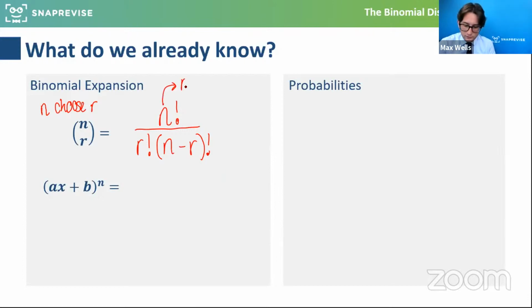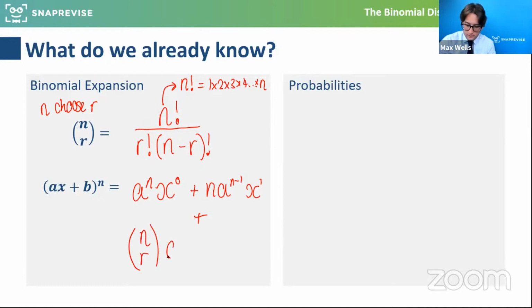And just a reminder of what a factorial is: n factorial is basically 1 times 2 times 3 times 4, all the way up to whatever n is, times all the numbers down to 1. You've hopefully seen that within pure, where you're doing binomial expansions. So something like this, you do a to the n, x to the n, and then it'd be n, a to the n minus 1, x to the... sorry, I'm getting it confused here. And so on. So basically what you end up with is n choose r, a to the r, b to the n minus r.